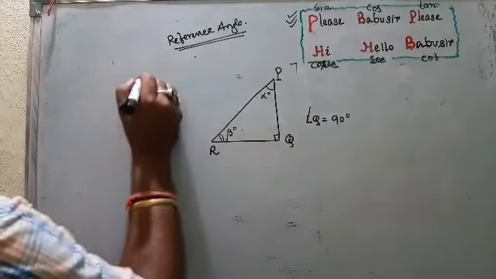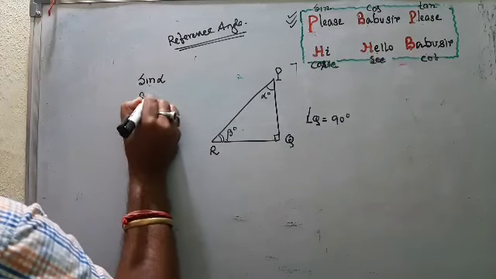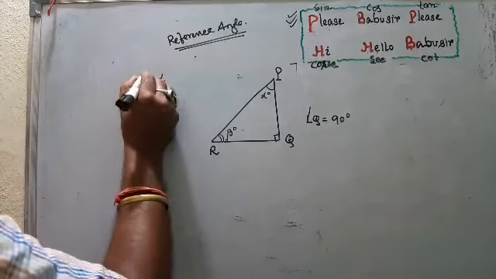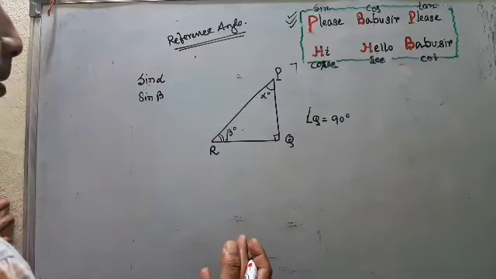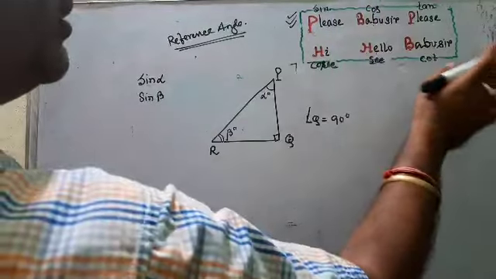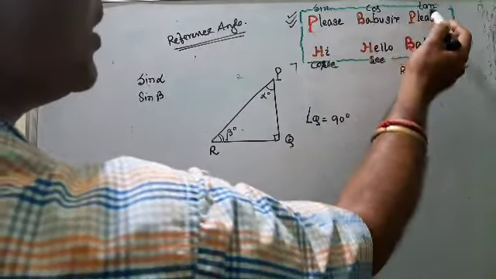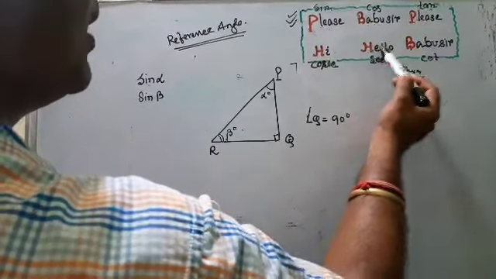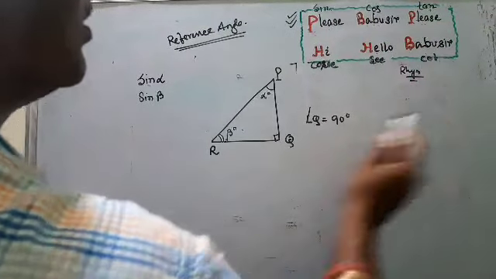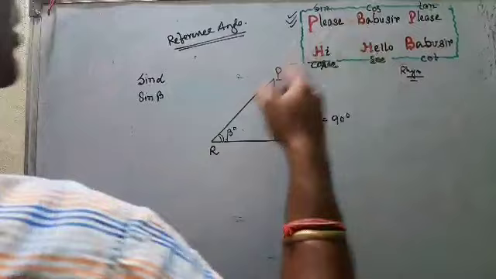So what about sine alpha? And what about sine beta? So first, sine you have to learn as P by H. How do you learn? That is the rhyme, I can say. Sine, cos, tan, please, Bowser, please, hi, hello, Bowser, cosec, sec, cot. Repeat ten times, you can easily understand.